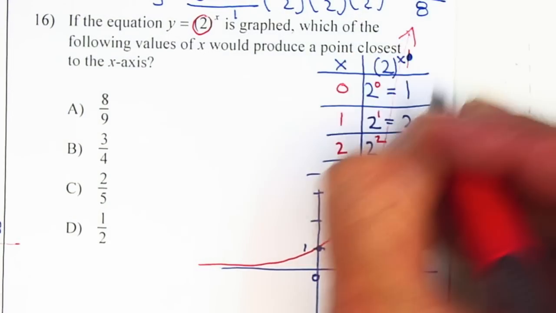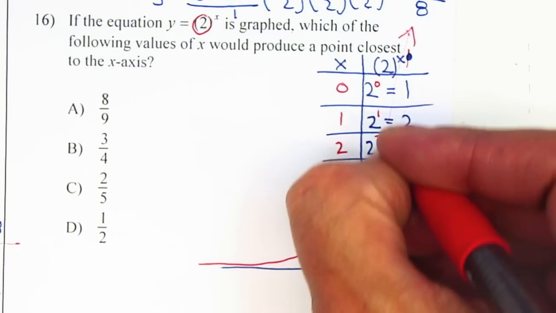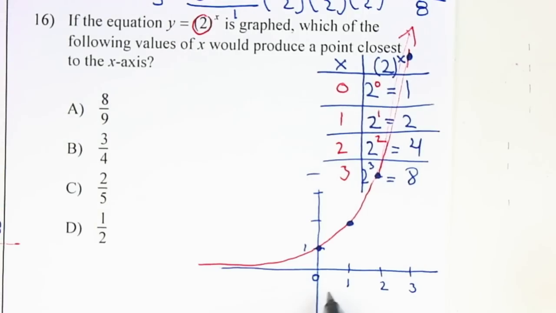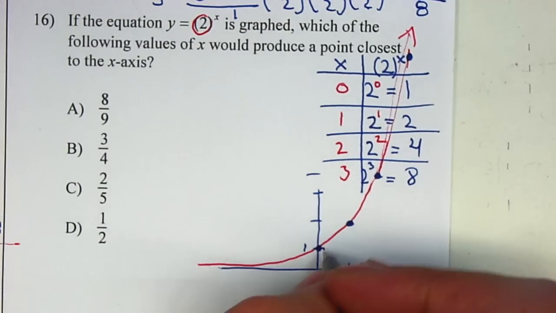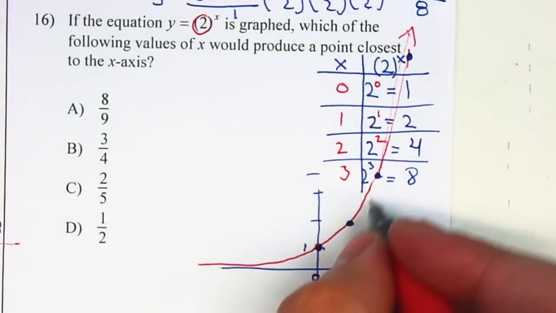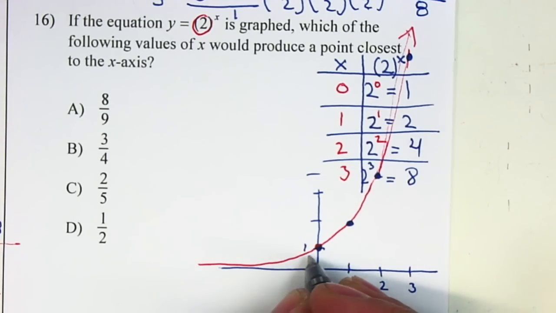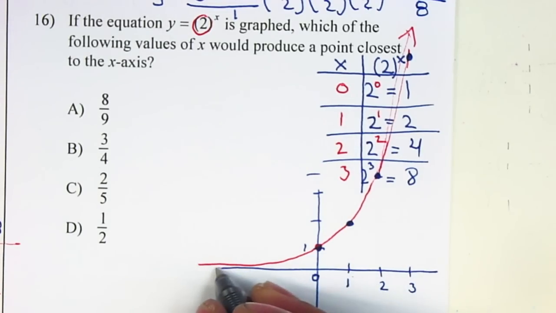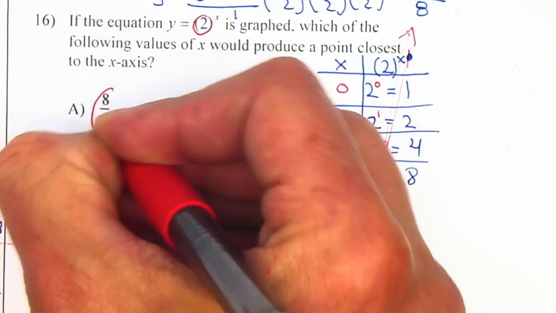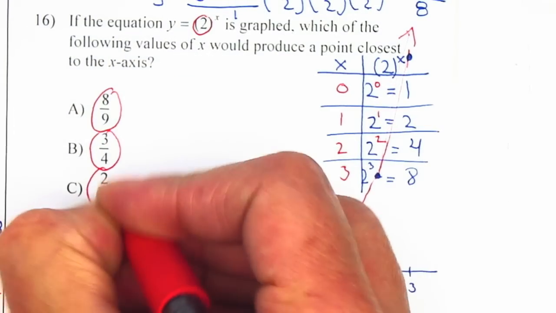Now the question is, which value will produce a point closer to the x-axis? So we have this point here. If you notice, will the smallest numbers or the biggest numbers produce a point closer to the x-axis? Correct, the smallest numbers. As you get smaller, this value is smaller and smaller, and it's getting closer and closer to the x-axis. So we're looking for the smaller number.